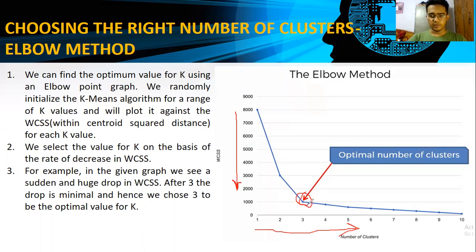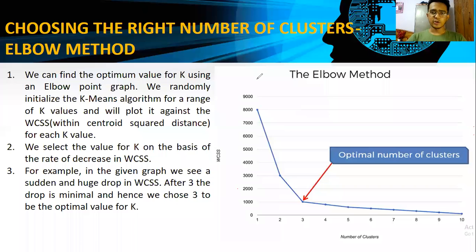This is the point after which the rate at which the graph was decreasing is not very high. So this is the so-called elbow, and this indicates that the number of clusters which can be chosen is 3. So 3 is the best-fit number of clusters for our data set here.